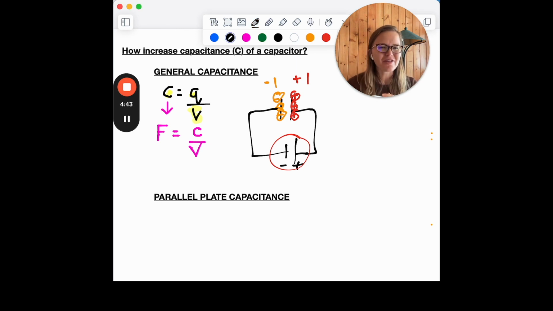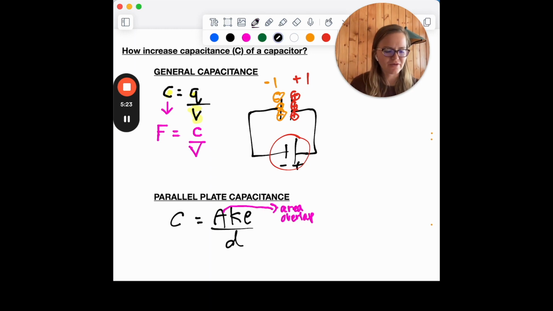So the equation for parallel plate capacitance, I can remember with the word CAKED. On the left side of our equation, we have a big C for capacitance. And then on the right side, we have A, K, E, little e, divided by D. So what do all these variables mean? Well, our A is our area of overlap between our capacitor plates.